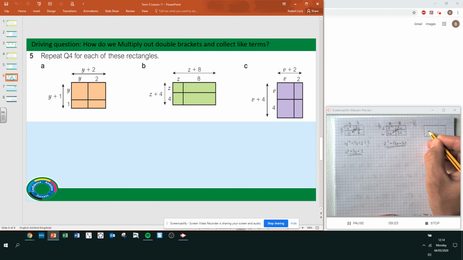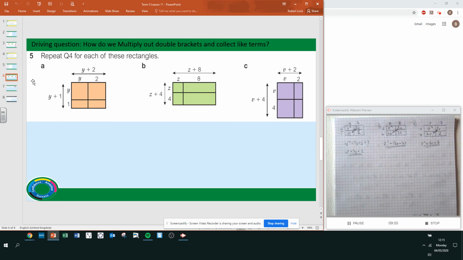C. We can make weird and wonderful shapes. There's v plus 2 and v plus 4. V times v is v squared. V times 2 is 2v. 4 times v is 4v. And 4 times 2 is 8. So here we've got v squared. The relationship between these two, we're adding them together, so it's plus 6v. And the last one is plus 8. Answer.